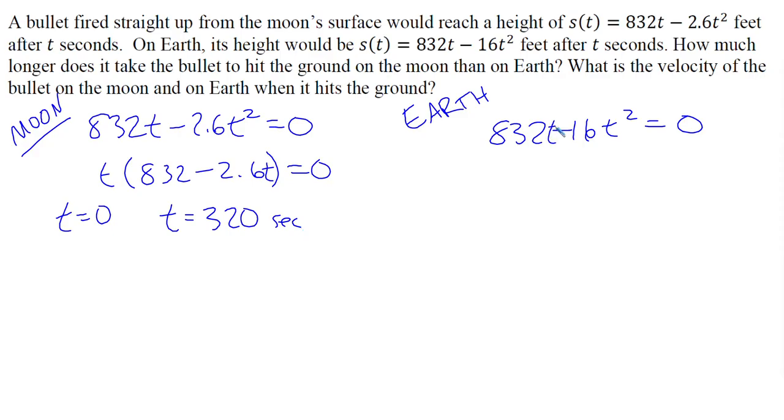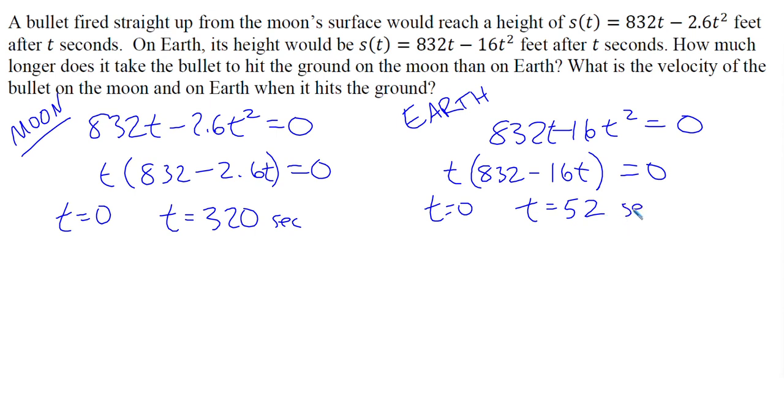I forgot the t there. We'll factor out the t. t times 832 minus 16t is equal to 0, which gives us t equals 0. And when you do 832 divided by 16, that just comes out to be 52. And so we've got 52 seconds for this one to hit the ground, so much quicker.